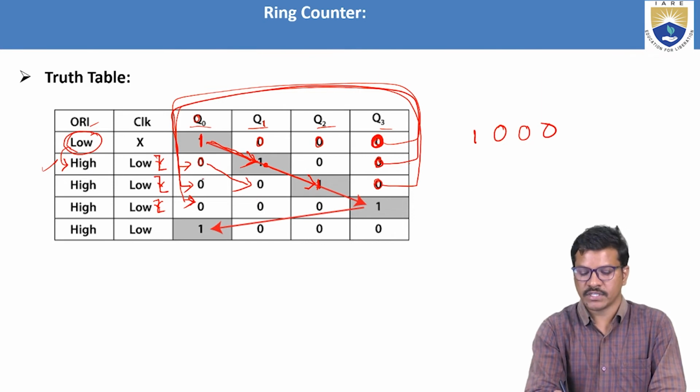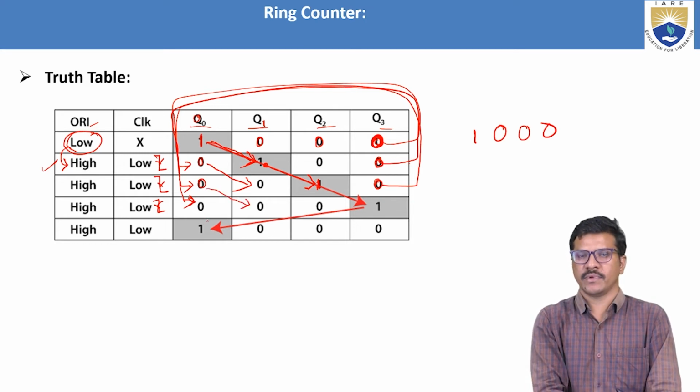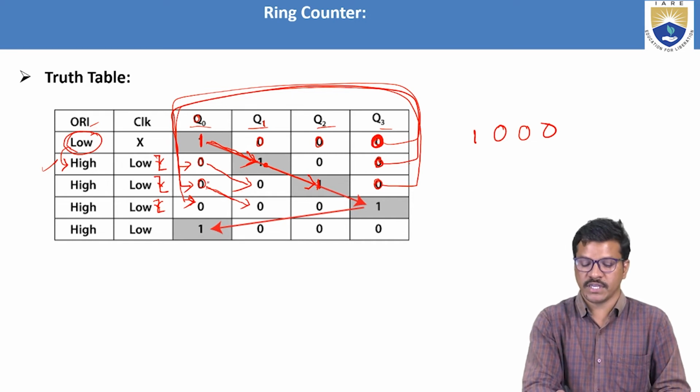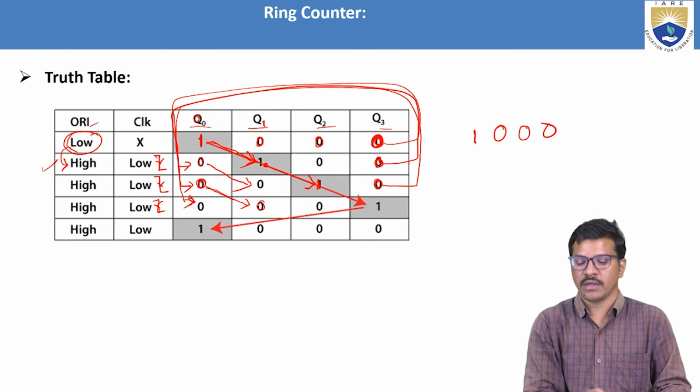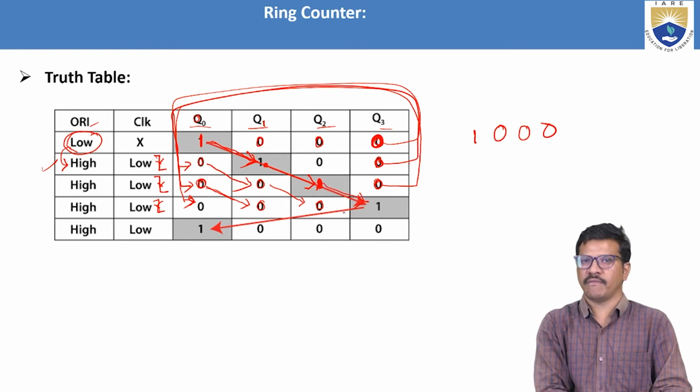Previously, the first flip-flop output is 0. That will be passed to the next flip-flop. The flip-flop 1 output previously is now passed to flip-flop 2. And the flip-flop 2 output, which is nothing but 1, is passed to the last flip-flop.